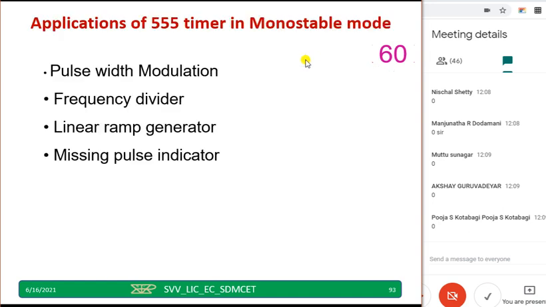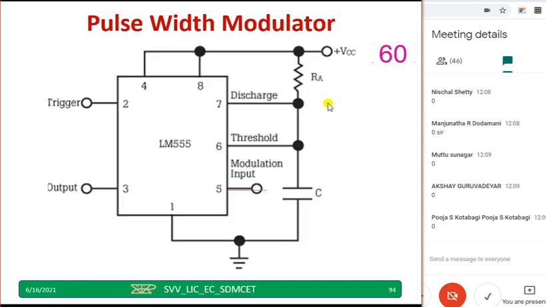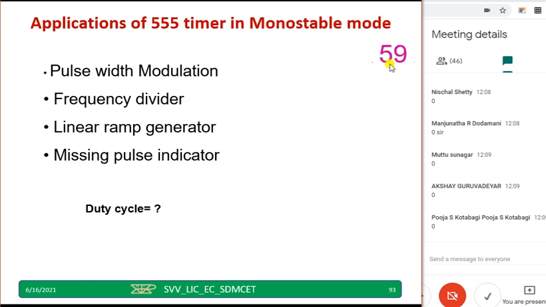And these are some of the applications of a 555 timer in monostable mode: pulse width modulation, frequency divider, linear ramp generator, missing pulse indicator. You can just copy down. Take a minute and try to copy down at least the names. Hoping all of you have copied this. Let us go to the next.